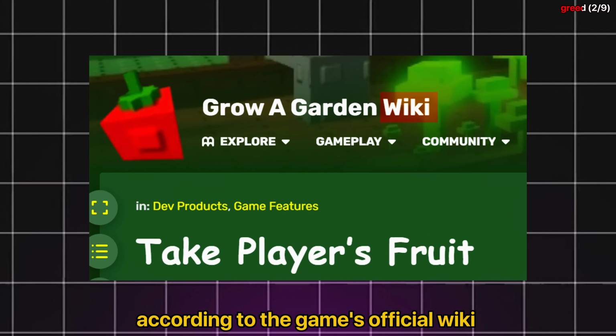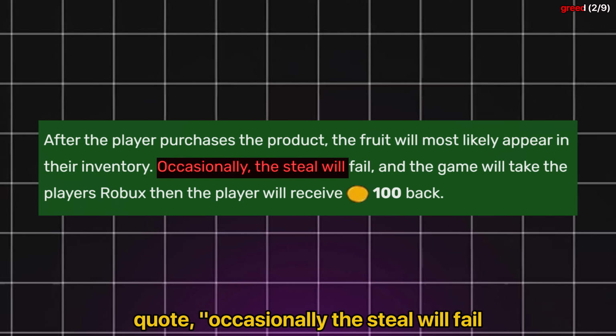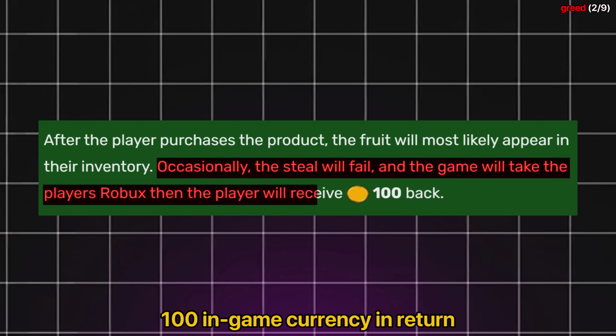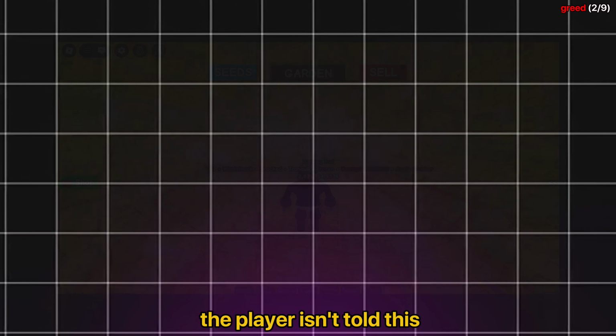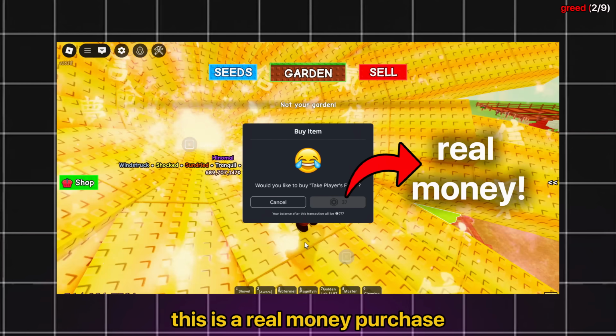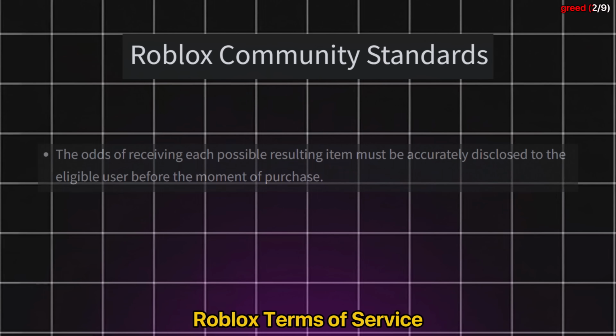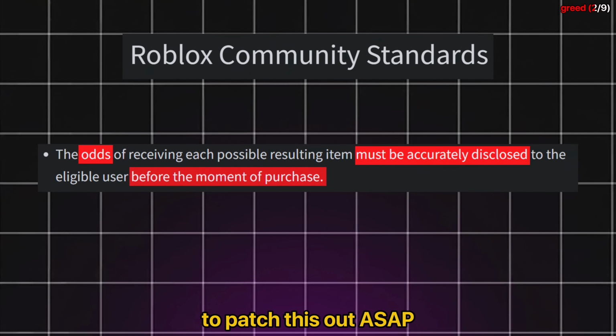According to the game's official wiki, quote, occasionally the steal will fail and the game will take the player's Robux and the player will receive 100 in-game currency in return. The player isn't told this. This is a real money purchase with undisclosed odds of failure, and that actively breaks Roblox terms of service. So I do implore the developers to patch this out ASAP.